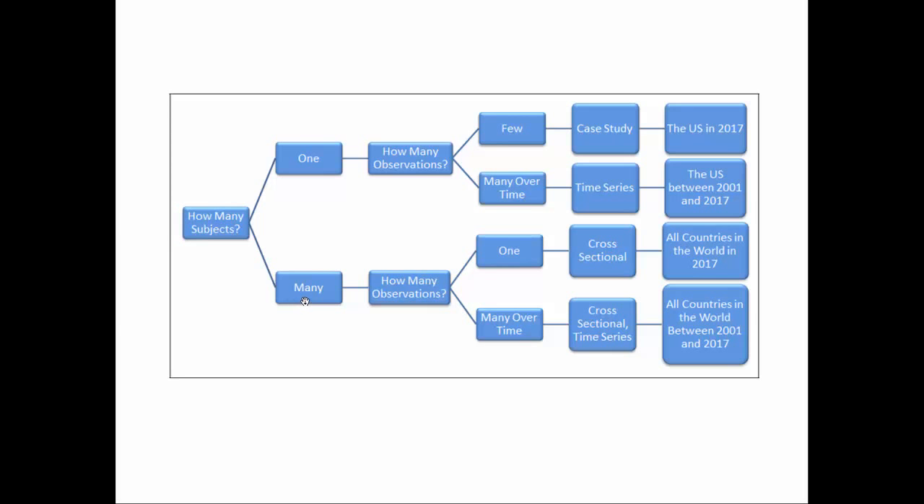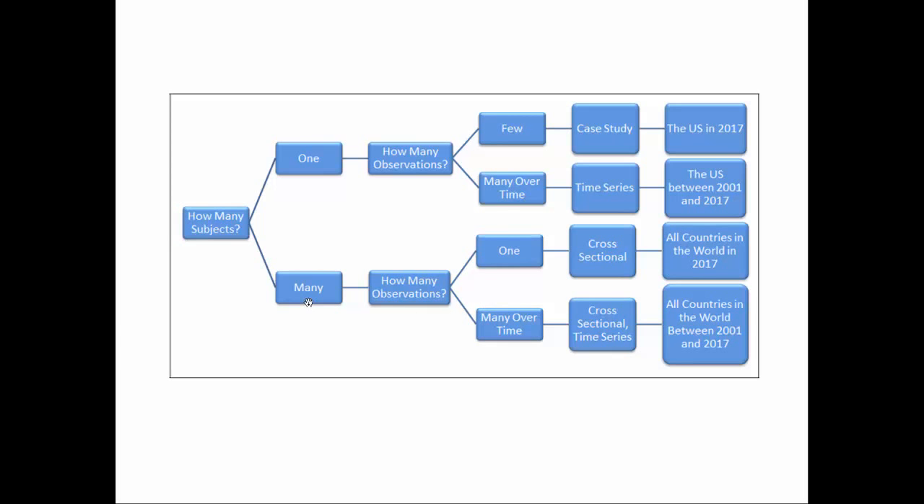If your variable applies to multiple subjects, and you only have one observation per subject in a given year, then you have a cross-sectional variable. An example of this would be studying democracy in all countries throughout the world in 2017. There would be multiple subjects, all countries in the world, with one observation in 2017.